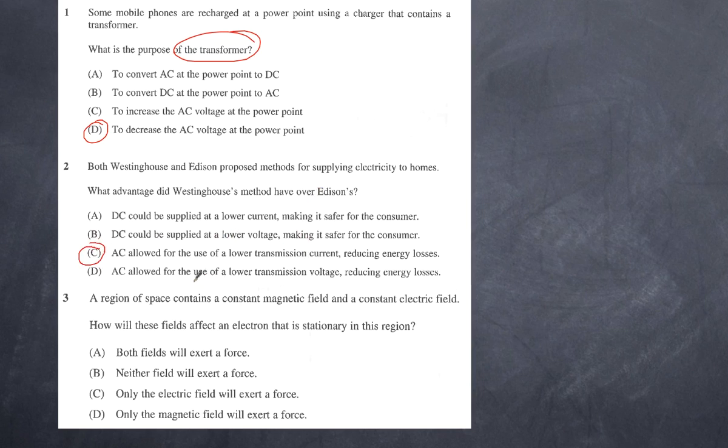Question number 3. A region of space contains a constant magnetic field and a constant electric field. How will these fields affect an electron that is stationary in this region? Well, if we put a charge in an electric field, it will experience a force. But a charge in a magnetic field will only experience a force if it's moving, because F is equal to qvB. And of course, if there's no v, there's no force. So in this case, the only possible answer is C, because only the electric field will exert a force.